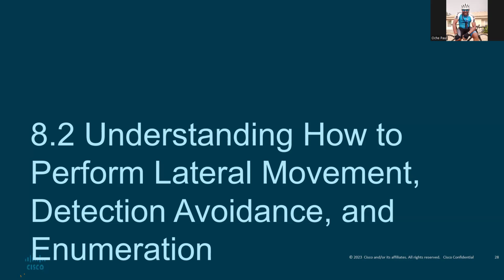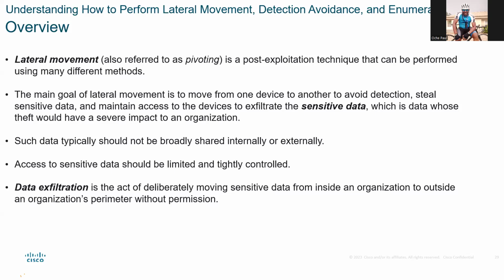But whereas it was part of the network. The enumeration is listing all the things that are core in this environment. So lateral movement, also referred to as pivoting, is a post-exploitation technique that can be performed using many different methods. The main goal of lateral movement is to move from one device to another while avoiding detection, or for the purpose of avoiding detection.